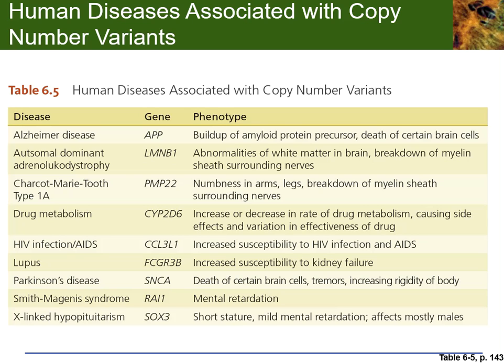Human diseases associated with copy number variants. Here are some associated diseases with copy number variants: Alzheimer's disease, autosomal dominant adrenoleukodystrophy, Charcot-Marie-Tooth, drug metabolism, HIV/AIDS, lupus, Parkinson's disease. You've probably heard of most all of those. You can see the phenotypic effect and the gene that it occurs at.